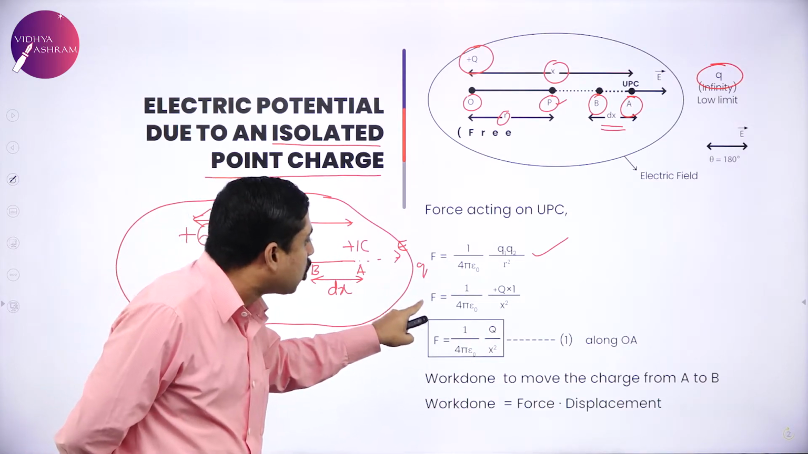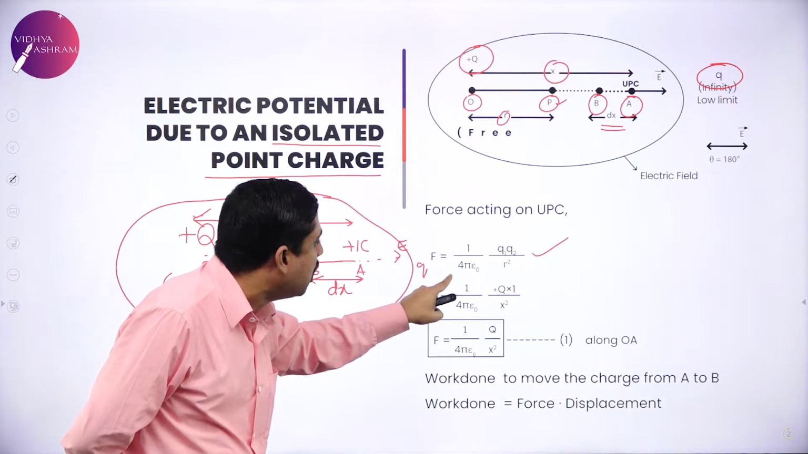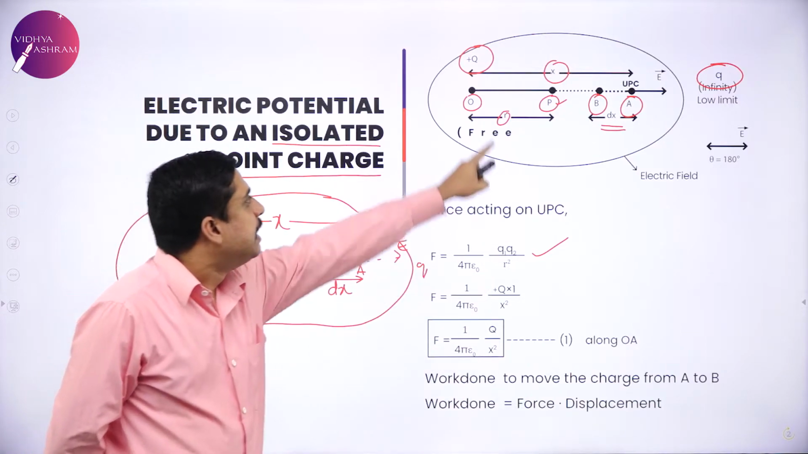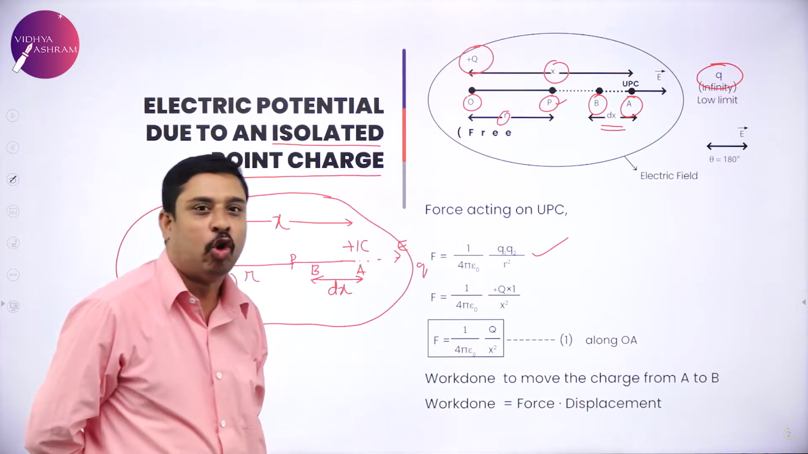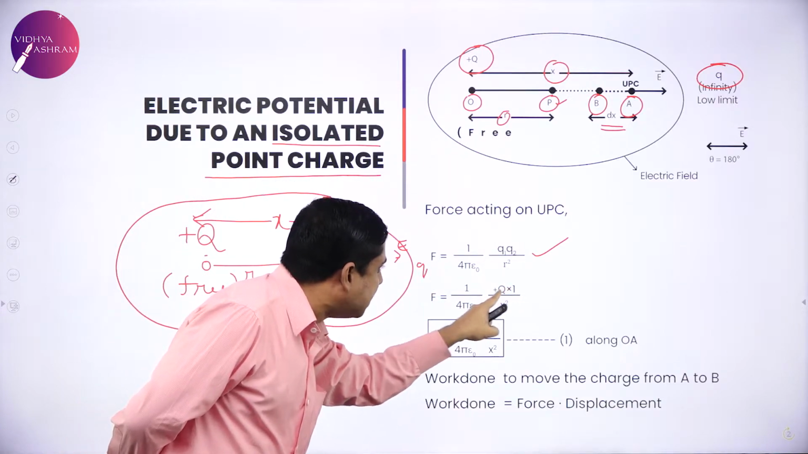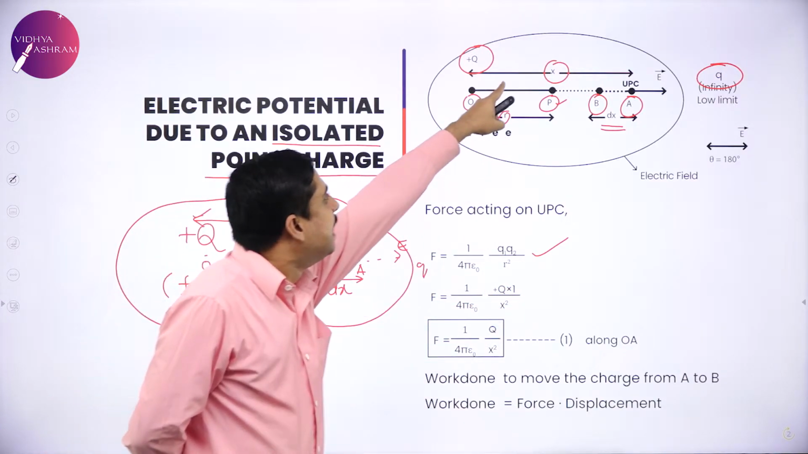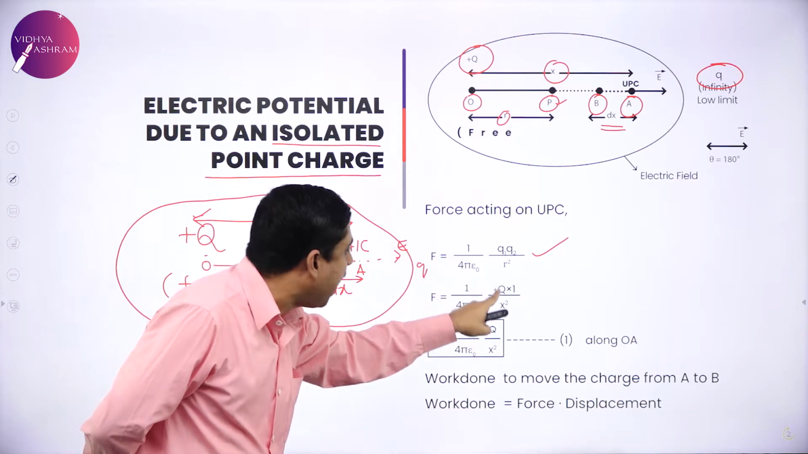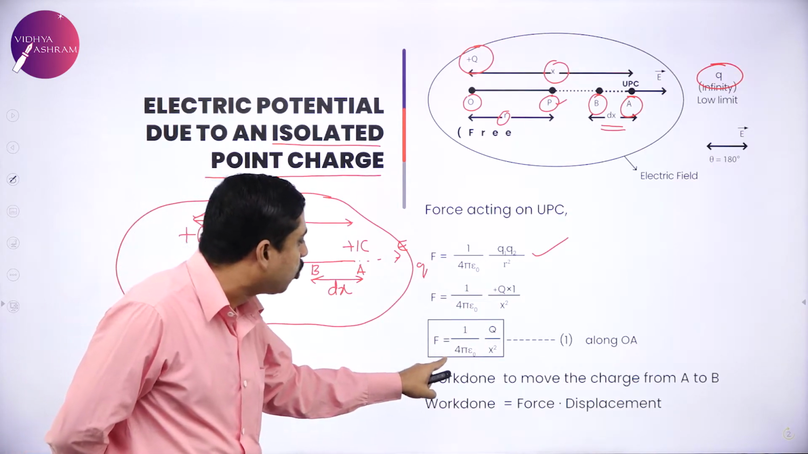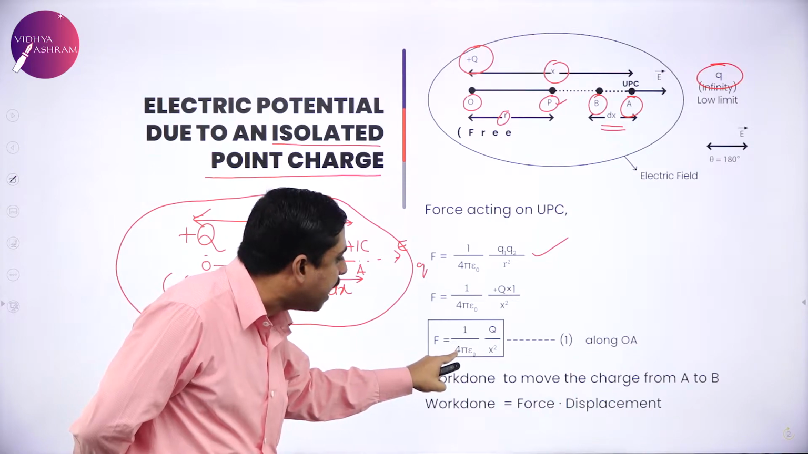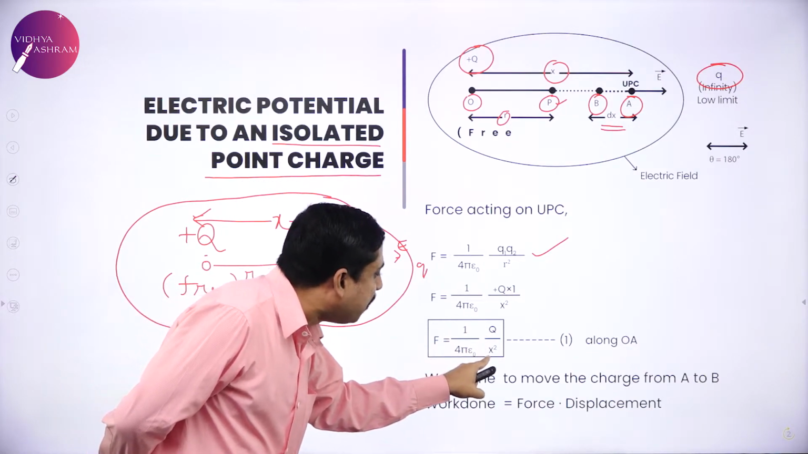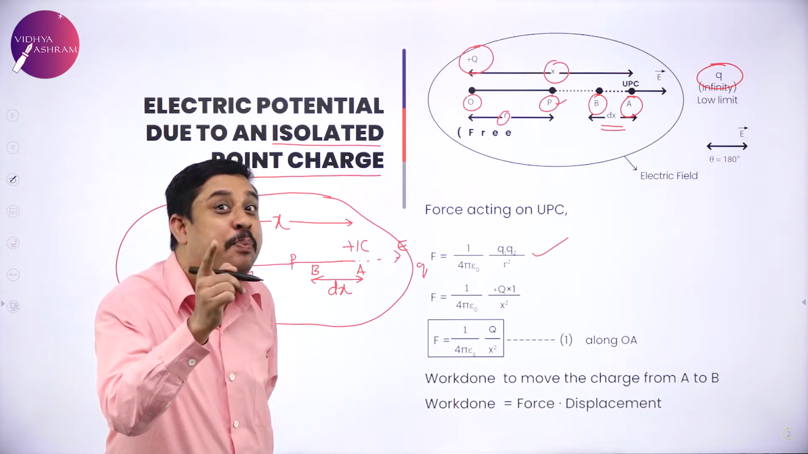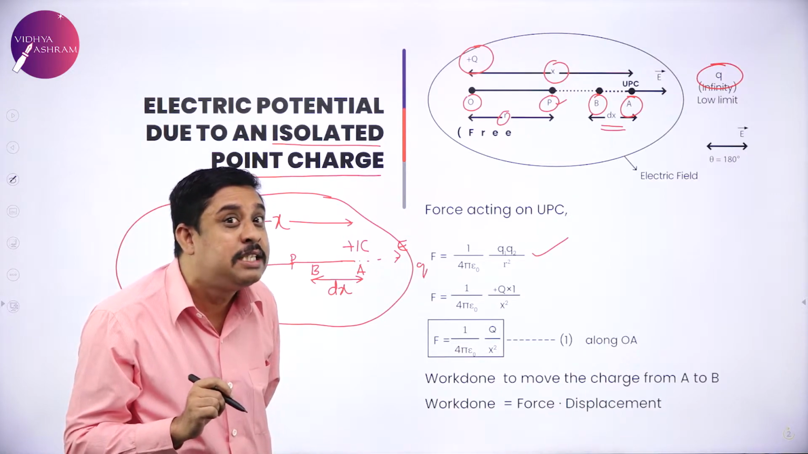So the electrostatic force here is 1 by 4 pi epsilon naught, the first charge plus Q into the UPC divided by the distance between them, which is x. So R square becomes x square, or F equals 1 by 4 pi epsilon naught Q divided by x square. So very clearly you see, the force is predominated by the point charge.